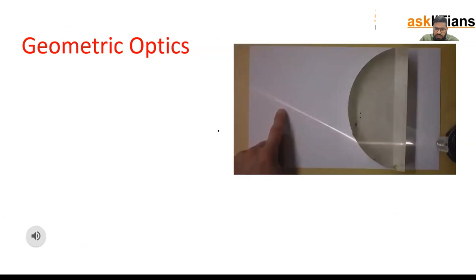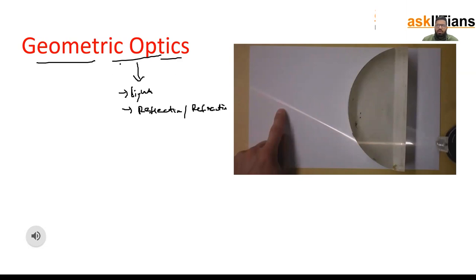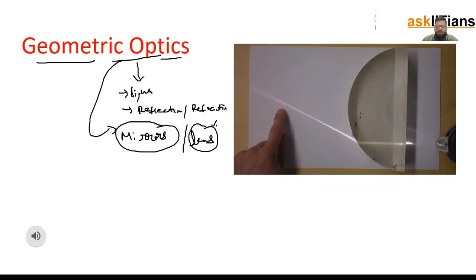Now we are going to study some more things about refraction. First of all, we are going to study geometric optics in this lecture. Geometric optics is that part of optics in which you study light and the phenomena of reflection. One phenomenon is known as refraction. In geometric optics, we talk about mirrors also. There are also lenses in optics, but we are not concerned with them as far as our syllabus is concerned. We are only concerned with mirrors. We'll study some properties of mirrors, how reflection happens in mirrors, what the types of mirrors are, all these things. So we'll move forward now.